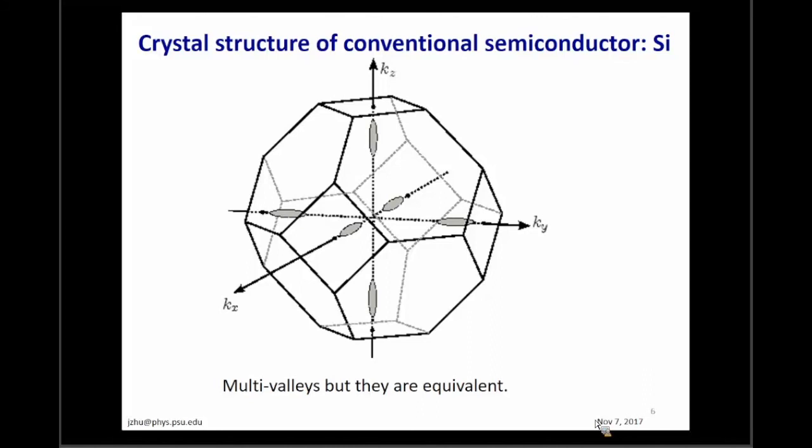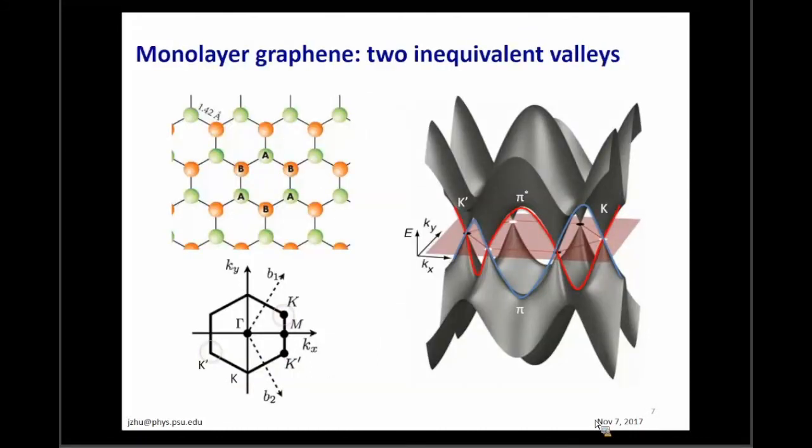The trick here is that, for example in silicon, the six valleys are equivalent. In other words, the physics does not actually distinguish different valleys. We have six copies of the same thing. That is not the same in a two-dimensional hexagonal lattice. So here, that's the mothership of everything. This is a monolayer graphene.